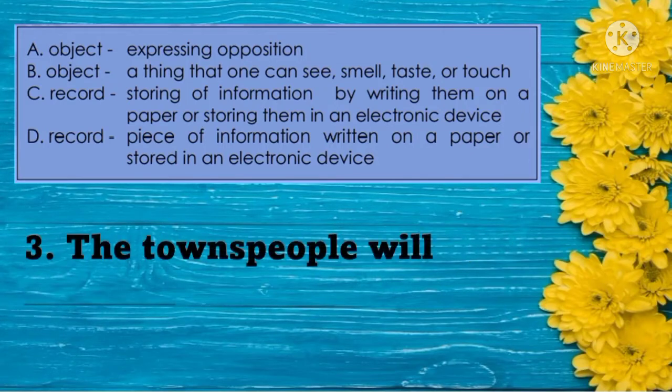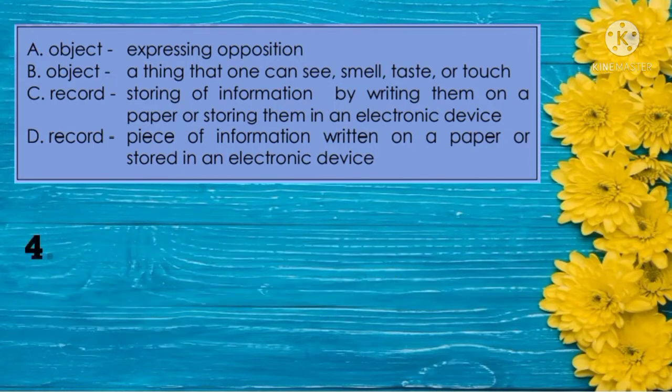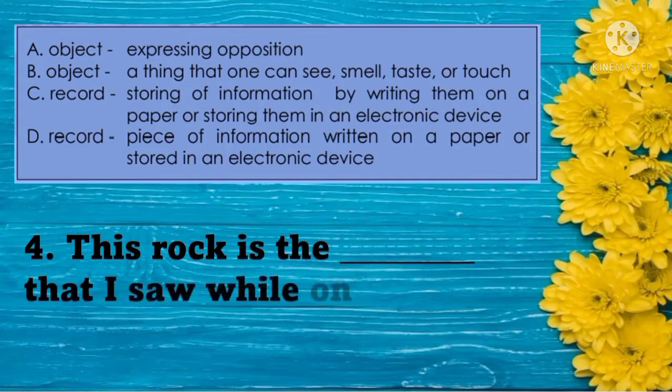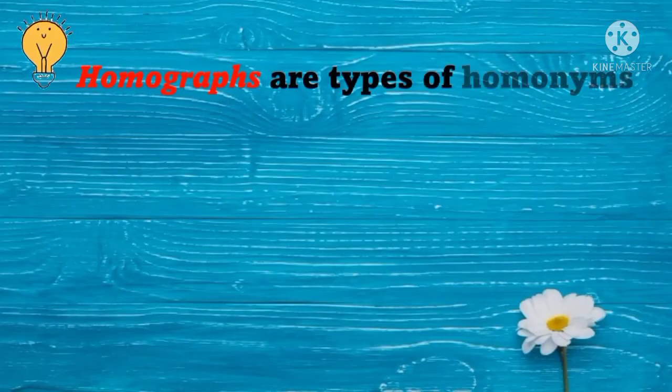Number 3. The townspeople will blank the proposal to cut down trees. The correct answer is object, letter A. Number 4. This rock is the blank that I saw while on my way home. The correct answer is object, letter B.